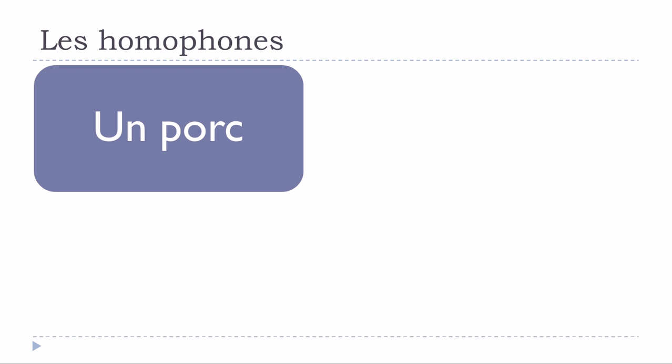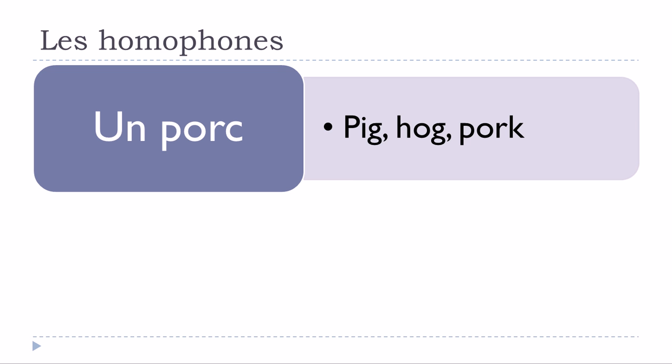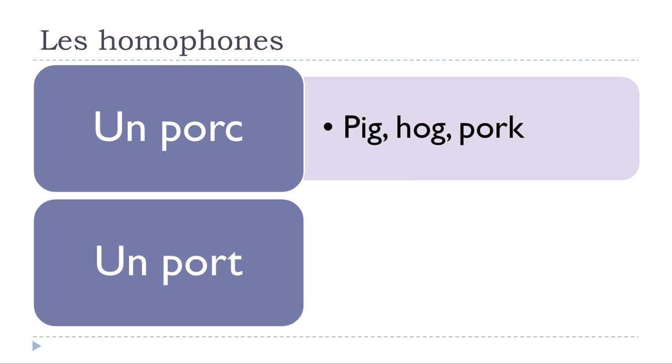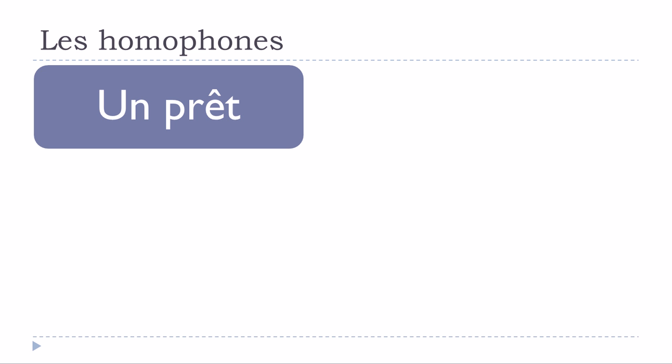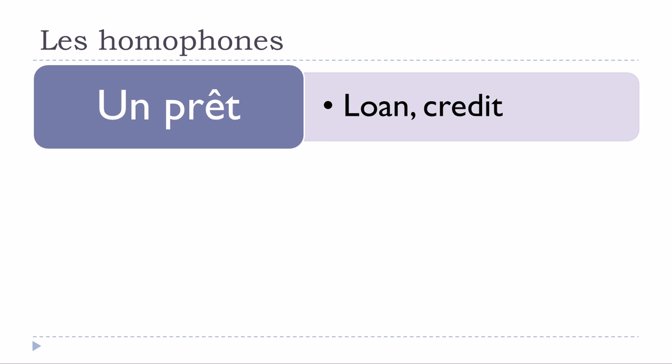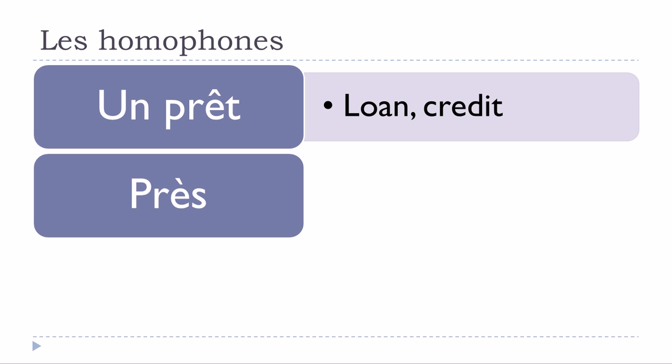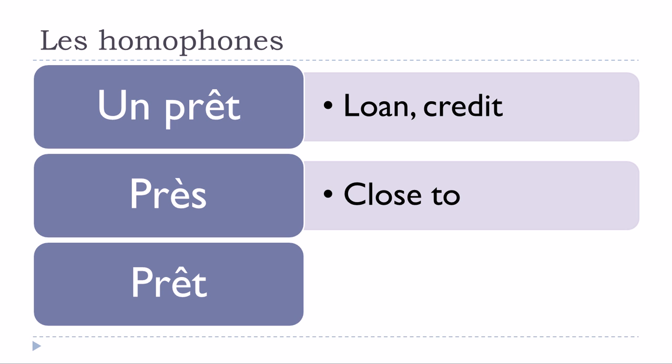Un port. Un port. Okay, exactly the same thing here. Only the last letter is different. You don't pronounce it, and then both of them are masculine. Un port. Un prêt. Prêt. Prêt.